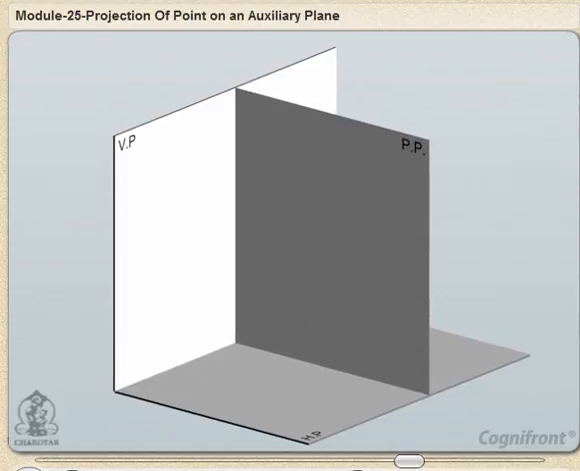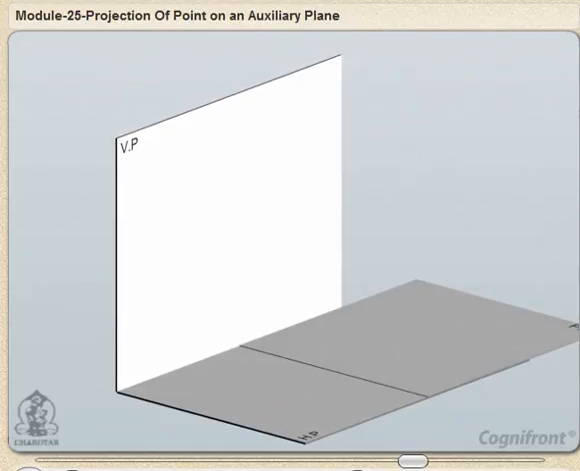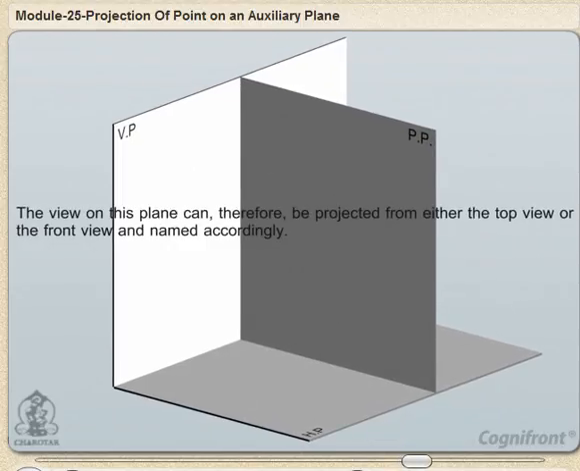This plane is also called the profile plane PP. It may be rotated about any one of the two principal planes. The view on this plane can therefore be projected from either the top view or the front view and named accordingly.